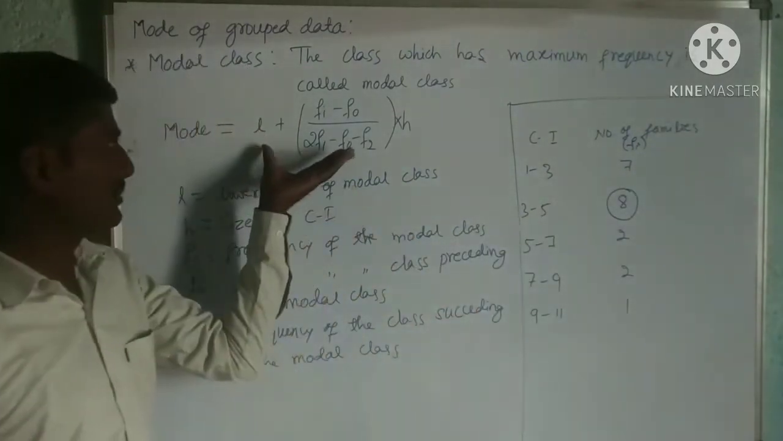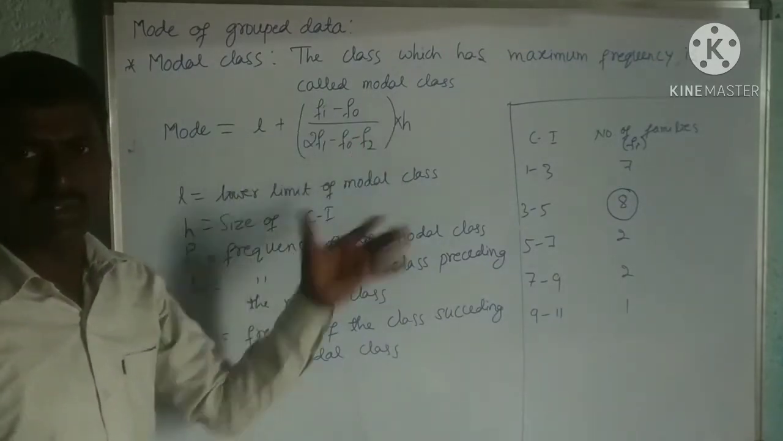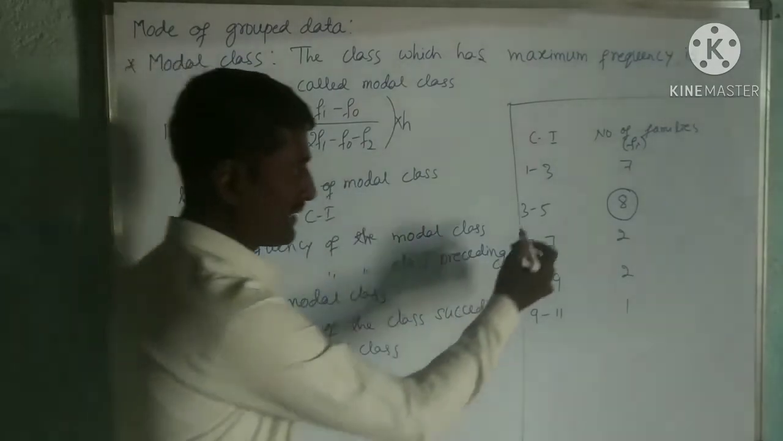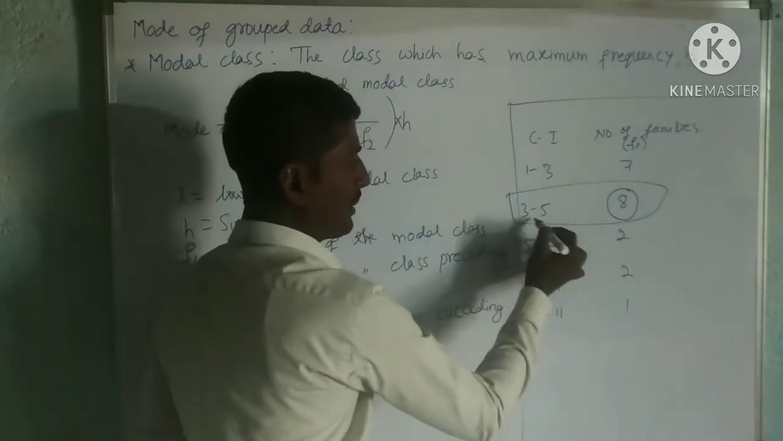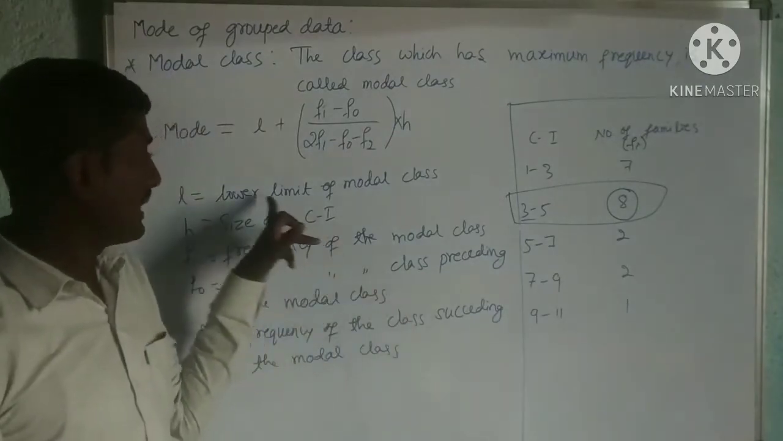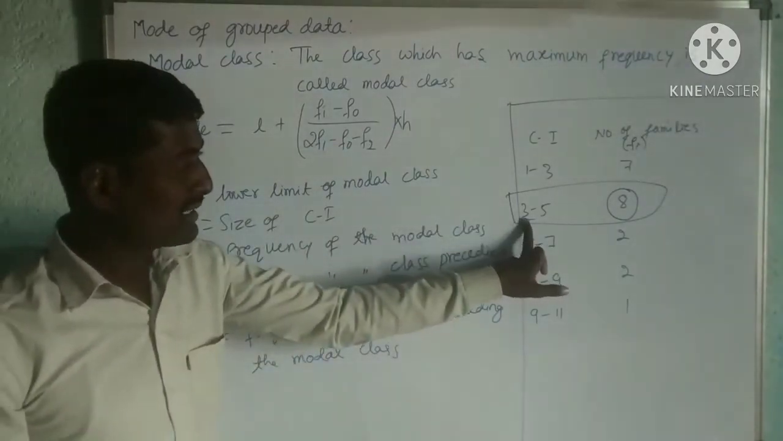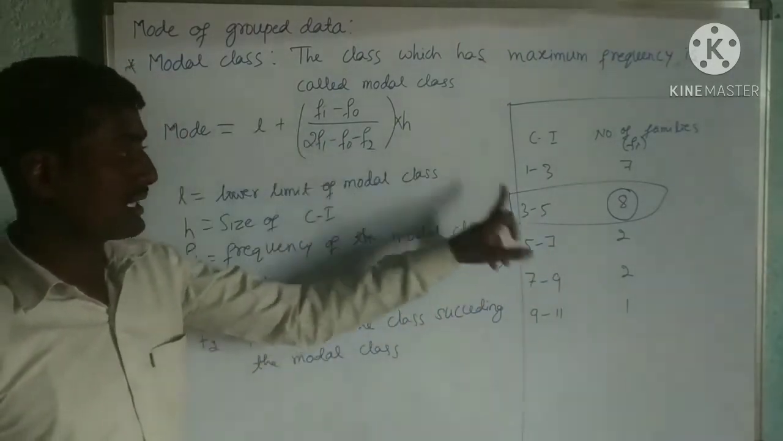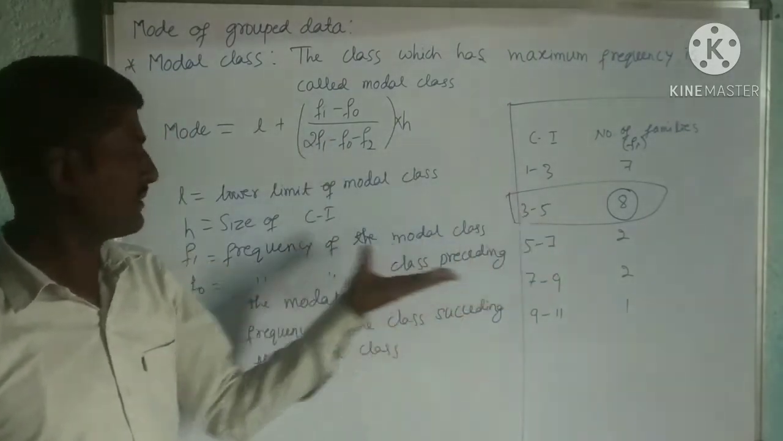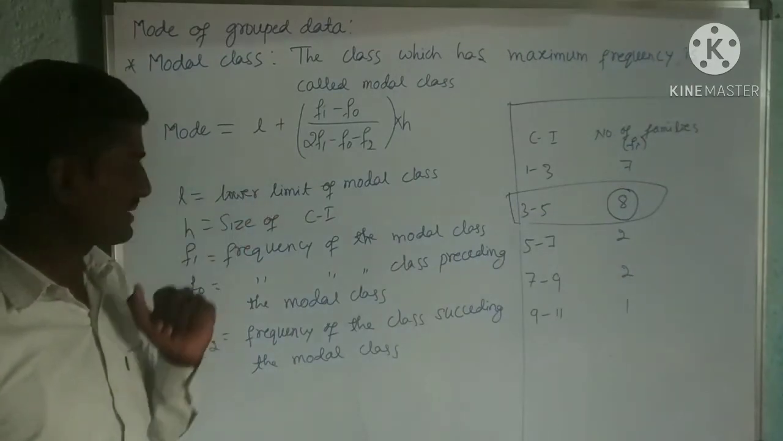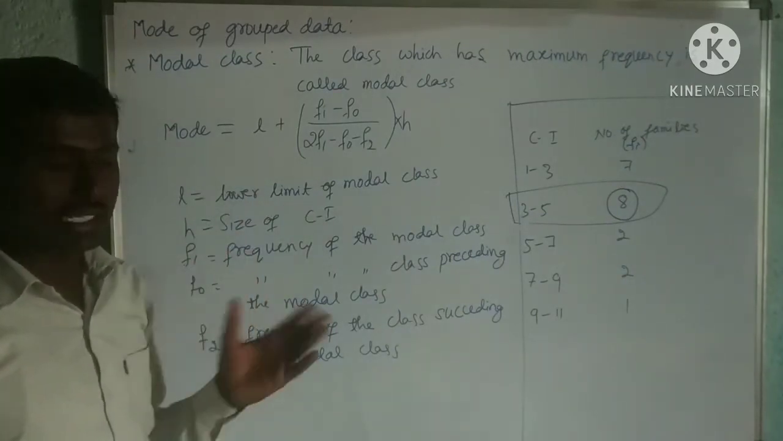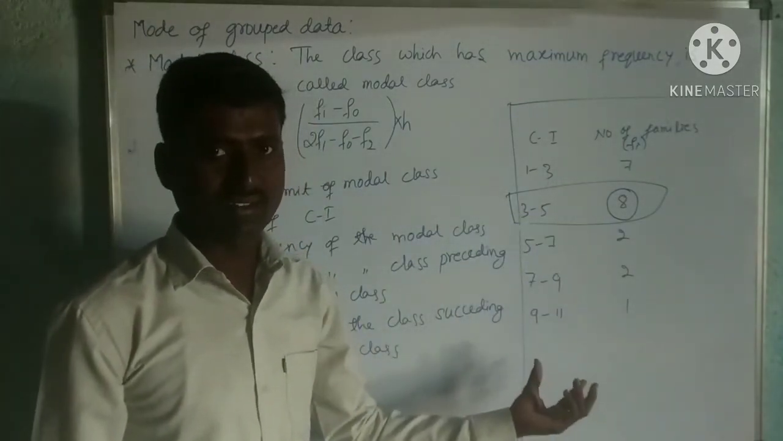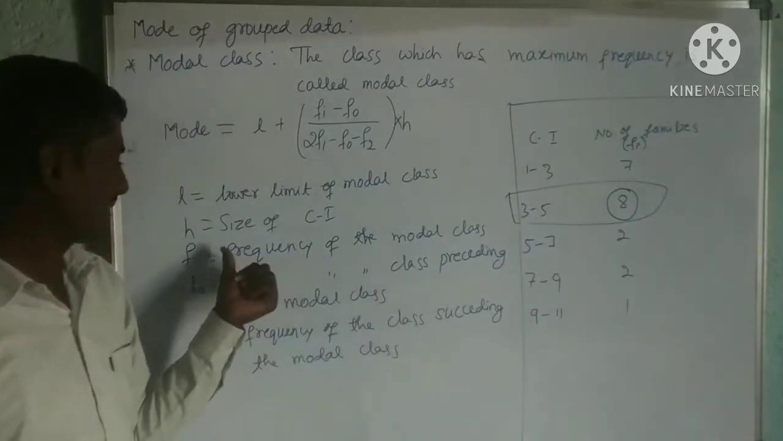Then I have used some terms here: L, F1, F0 and so on. L means the lower limit of the modal class. The modal class is 3 to 5, so the lower limit is 3 and the upper limit is 5. L is 3. Then the size of the class interval: for each class interval, 2 is there. That is the class size, H, which is 2.